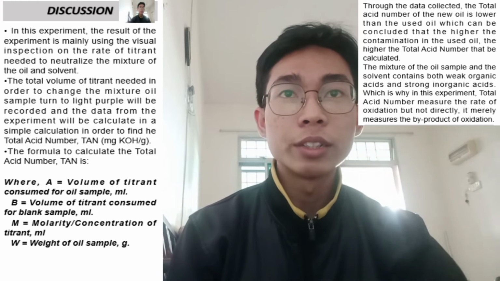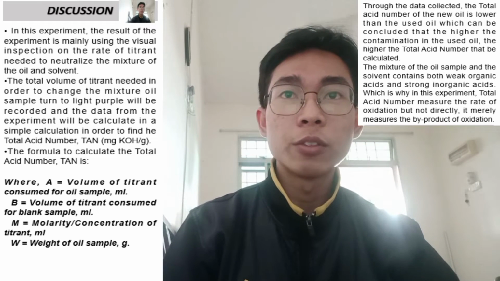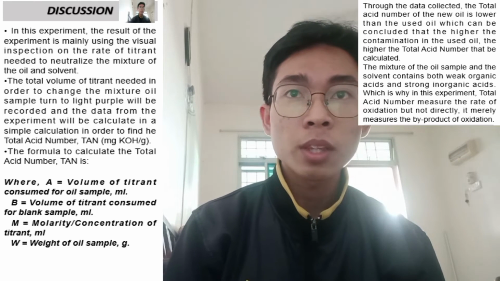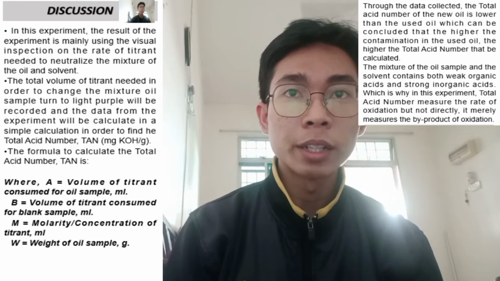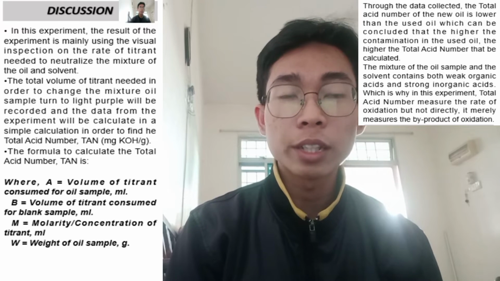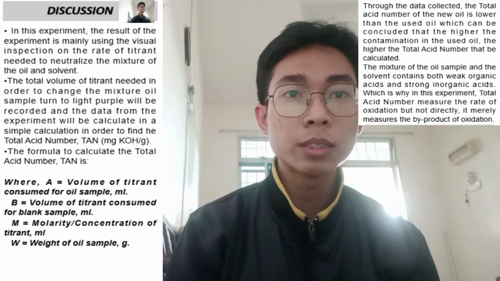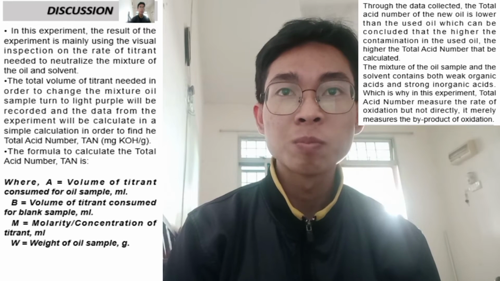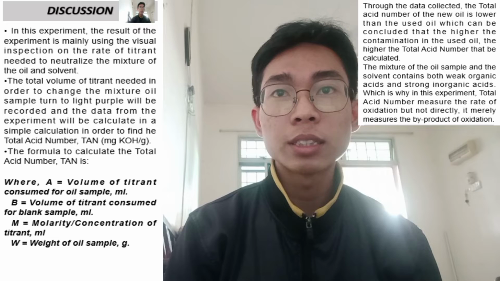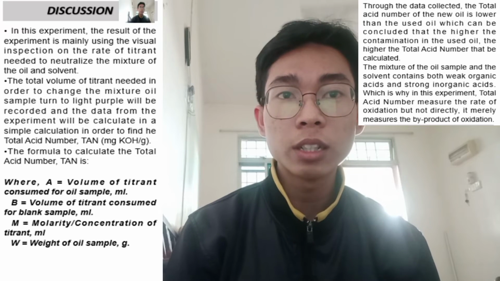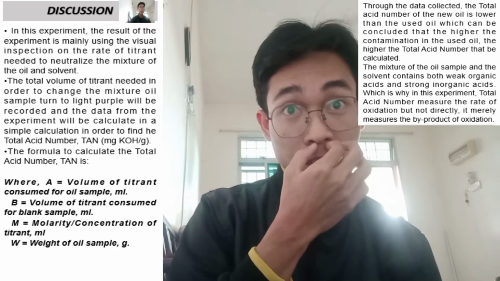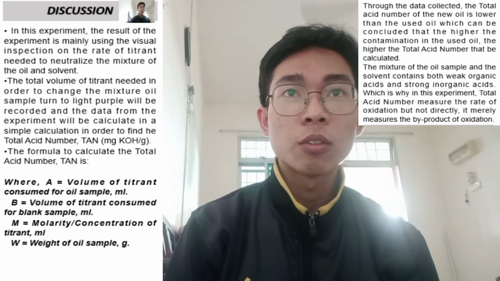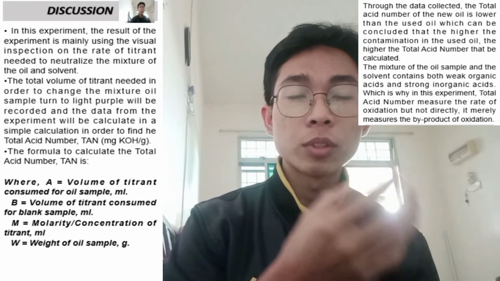So in this formula, A is the volume of titrant consumed for the oil sample and the solvent, and B is the volume of titrant consumed for the blank sample, which is 0. Next is M for molarity, or concentration, of the titrant, and lastly is the weight of the oil sample, which is in the mixture of the oil and solvent.